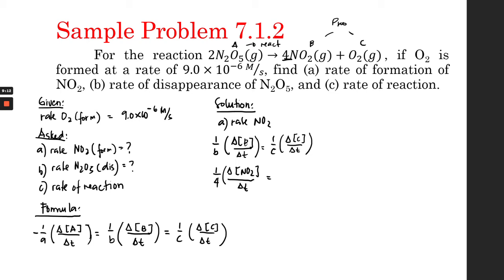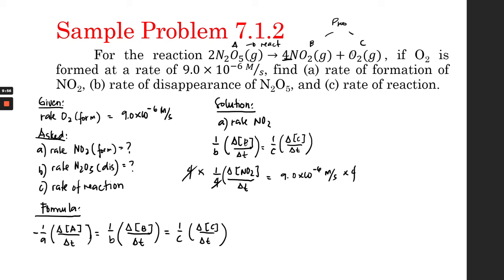And the rate of formation of O2 is 9.0 times 10 raised to negative 6 molars per second. So how are we going to solve this? We just have to multiply both sides by 4, so that cancels the 4. The reason is that from this equation we know that as 1 mole of oxygen is formed, 4 moles of NO2 are formed. So NO2 is forming 4 times faster than O2.